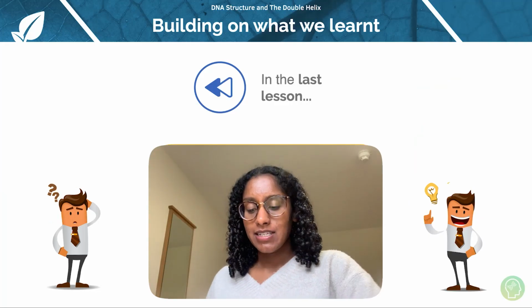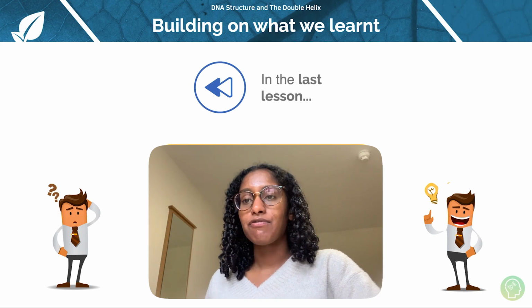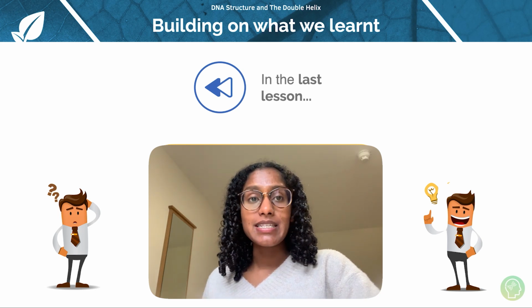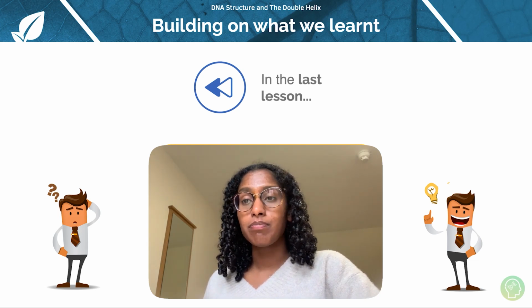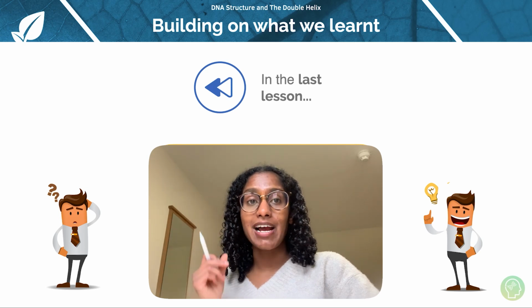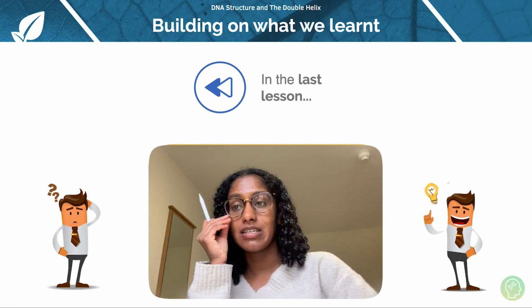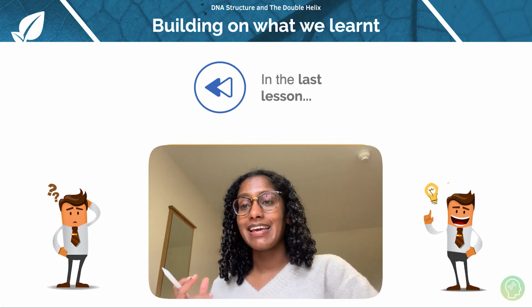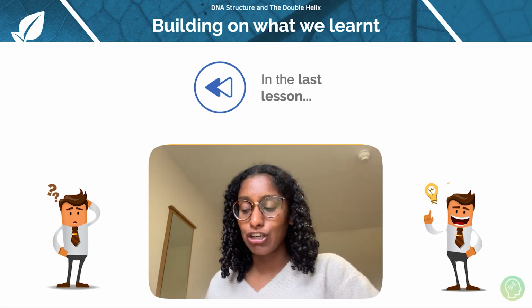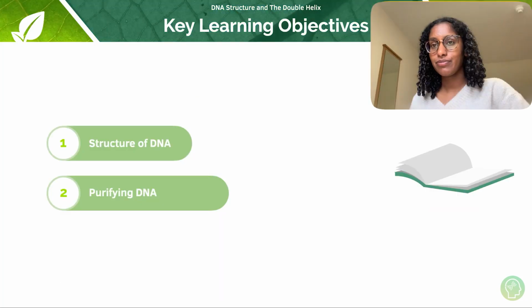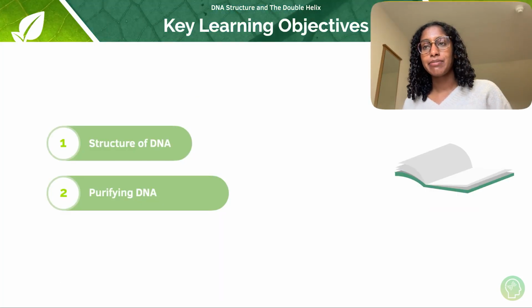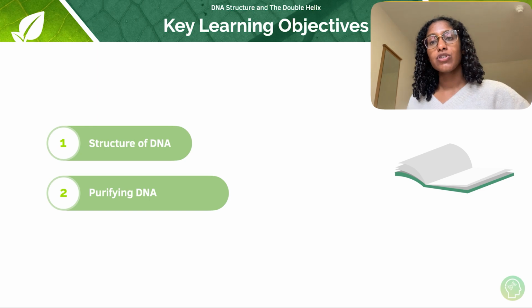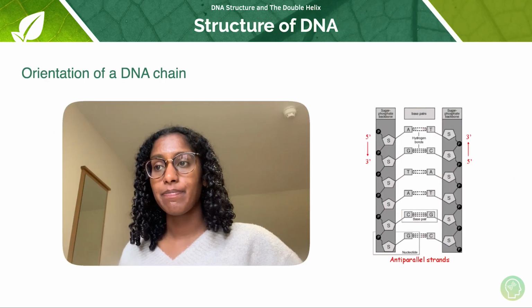So, in our last lesson we learned about polynucleotides and their formation and breakdown. You now understand that multiple nucleotides bond with each other through condensation reactions to form a polynucleotide. This involves the formation of a phosphodiester bond, and they can then be broken down via a hydrolysis reaction. So we have two key learning objectives in this tutorial. Number one, to talk about the structure of DNA, and number two, how we can purify DNA.